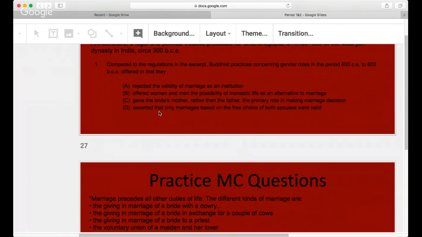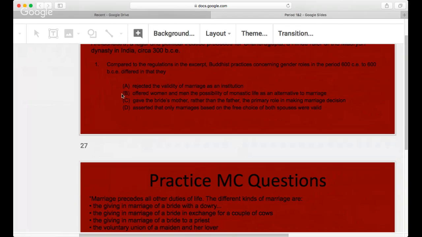And then D, asserted that only marriages based on the free choice of both spouses were valid. So that's one that I would also pretty immediately cross out, because the idea of getting married by choice is pretty new, like very last 100 years type new, which would leave me then with B.